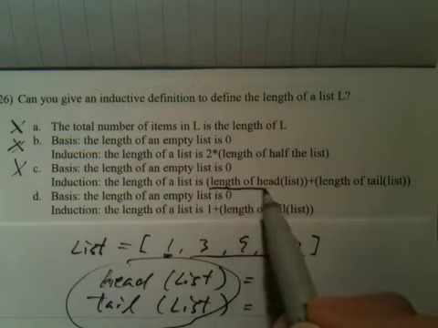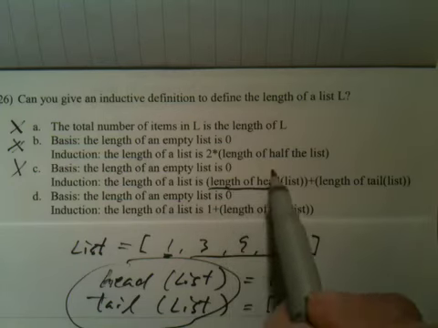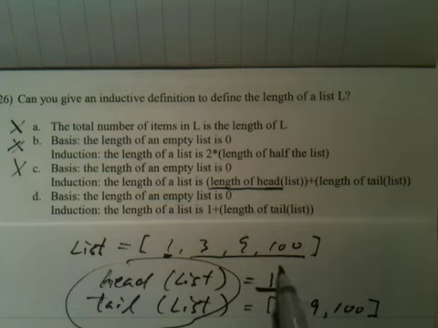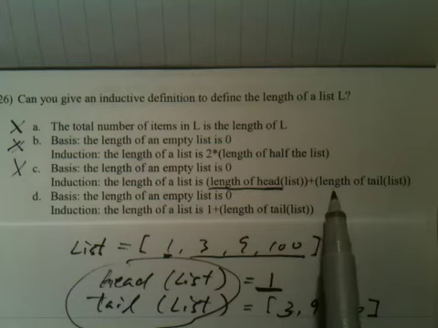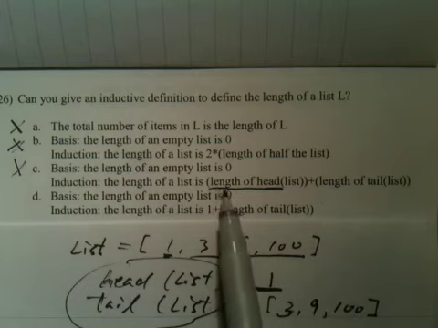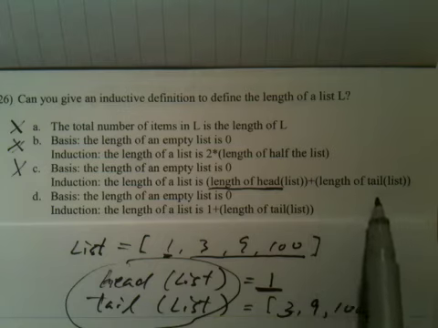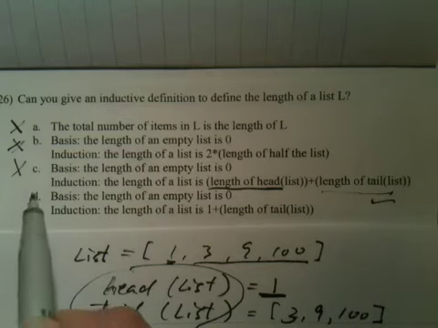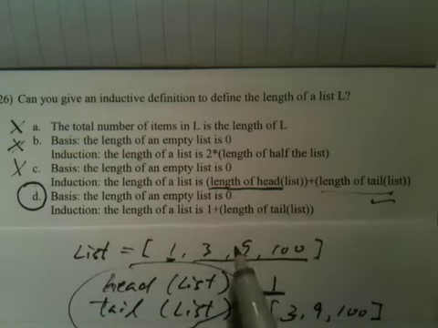The mistake here is that it says length of head, but the head of a list, as we can see here, is no longer a list. The head of a list is a single element you extract out. So you shouldn't say length of head of the list. Length of tail of the list is correct. So that leaves the very last one. This is the only correct answer. Let's check if it does make sense.